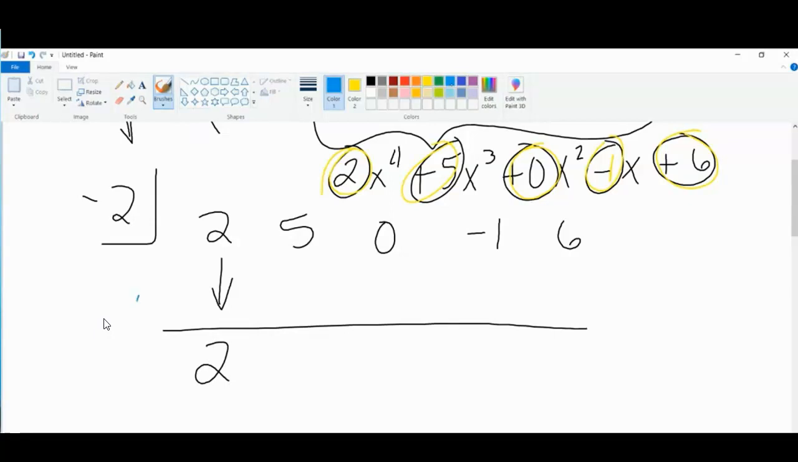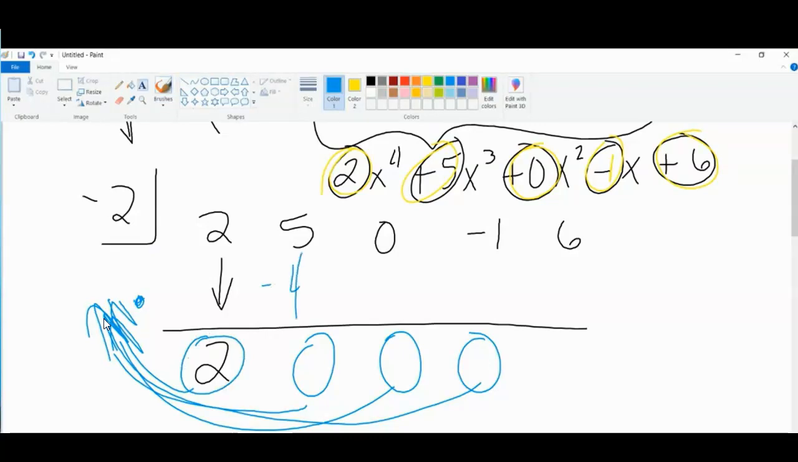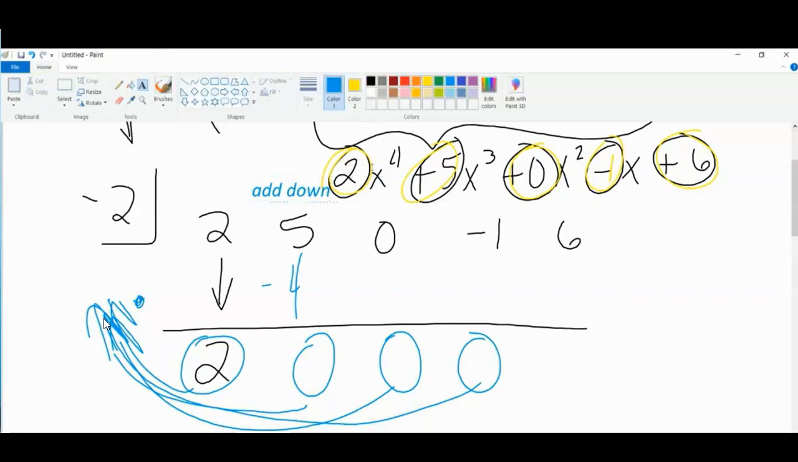Okay, so what we're going to do is multiply. So every time we come up and over, every time we have a number here, here, here, we come up and over and multiply, up and over and multiply, up and over and multiply. Okay, so we're going to start here. 2 times -2 is -4. Don't forget that we add when we go down. So +5 and -4 makes 1.